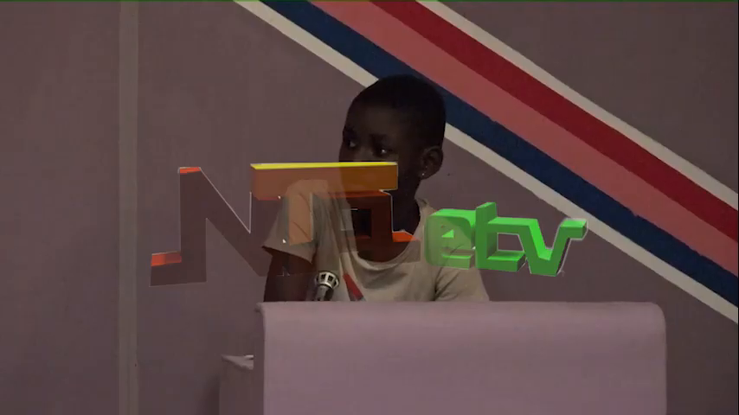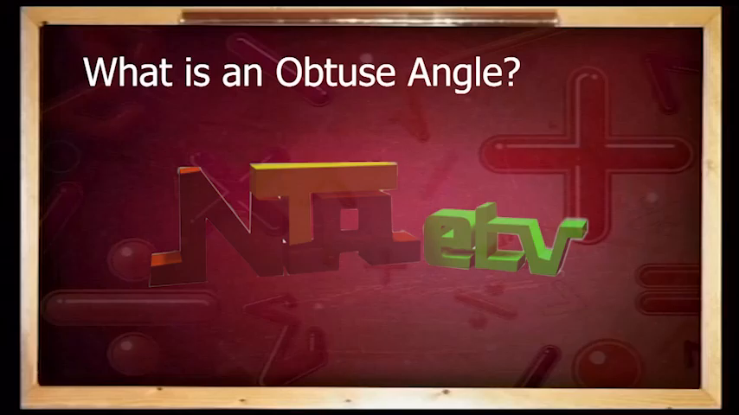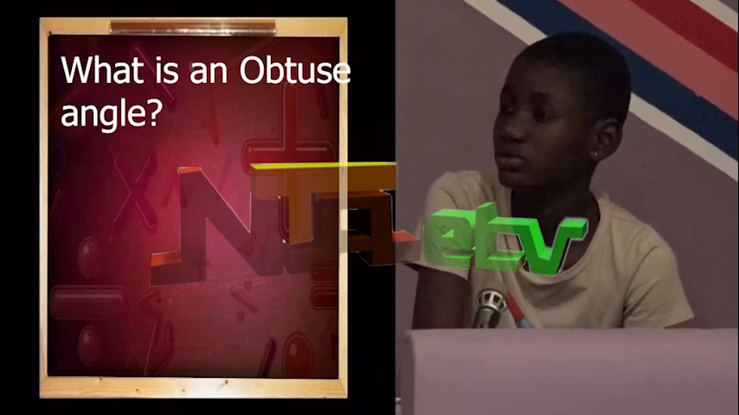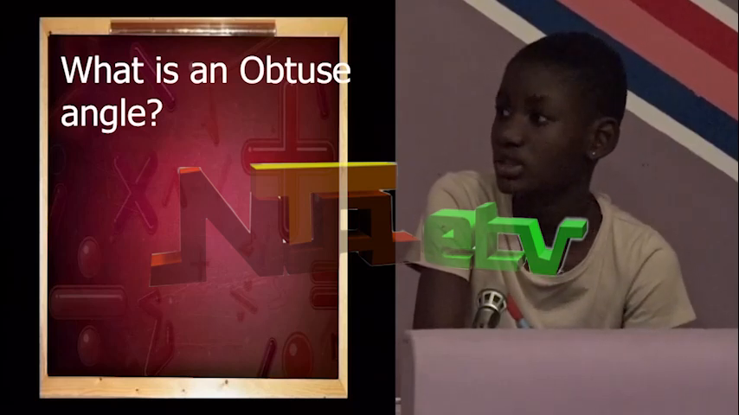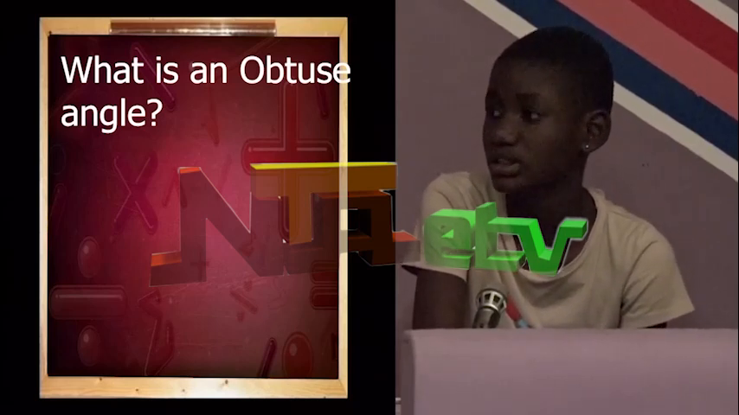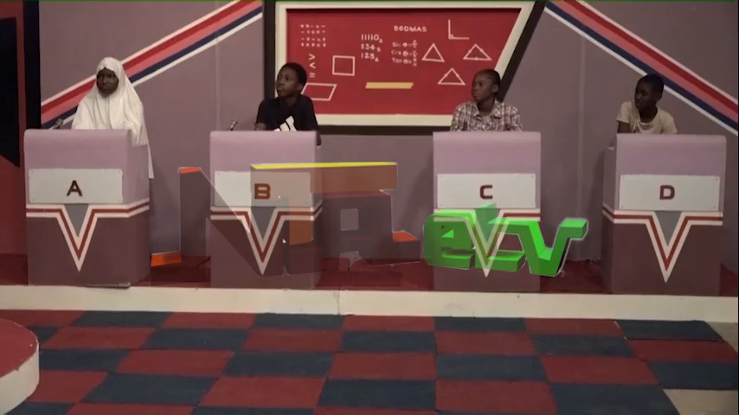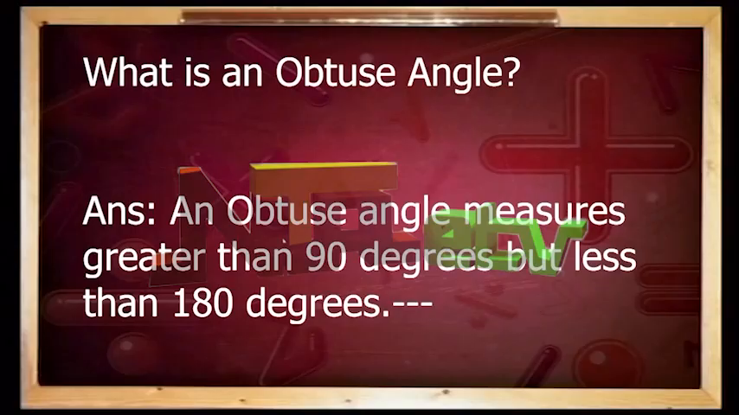Contestant B, your question. Number 4. What is an obtuse angle? An obtuse angle is an angle that... Bonus to contestant B. An obtuse angle is an angle that is more than 90 degrees but less than 180 degrees. And that is correct.